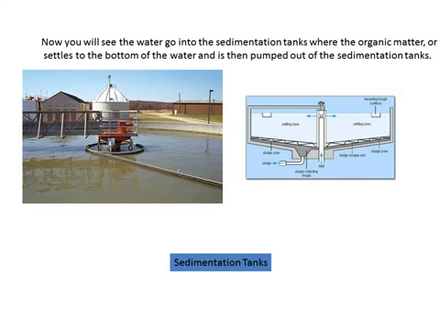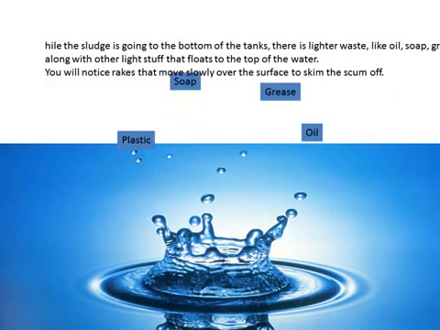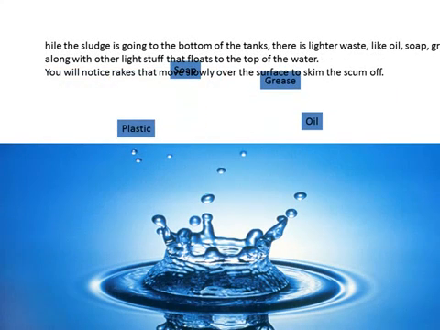Now you will see the water go into the sedimentation tanks, where the organic matter, or sewage called sludge, settles to the bottom of the water and is then pumped out of the sedimentation tanks. While the sludge is going to the bottom of the tanks, there is lighter waste like oil, soap, grease, plastics, along with other light stuff that floats to the top of the water. You will notice rakes that move slowly over the surface to skim the scum off.